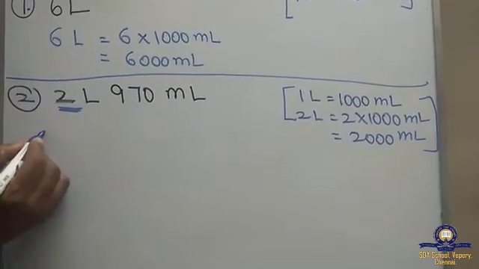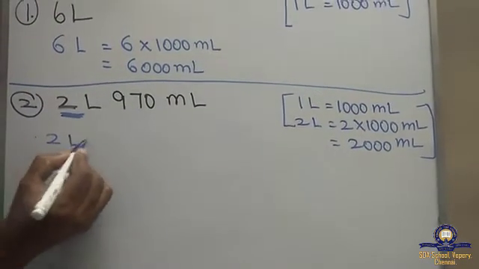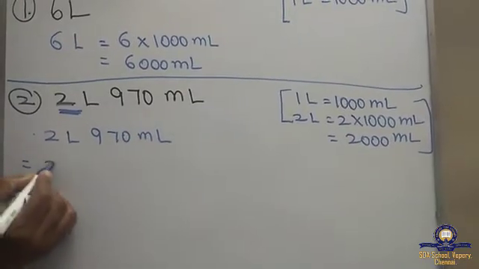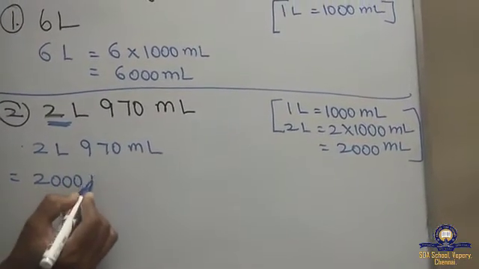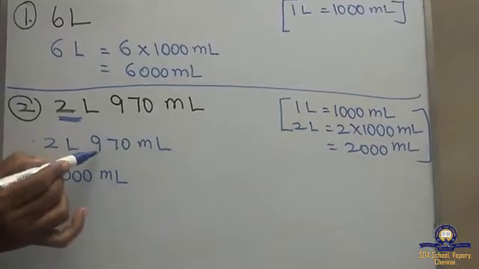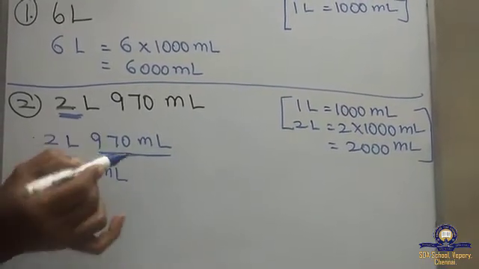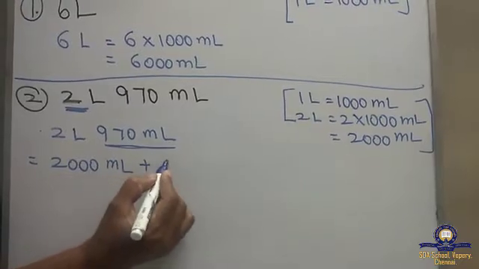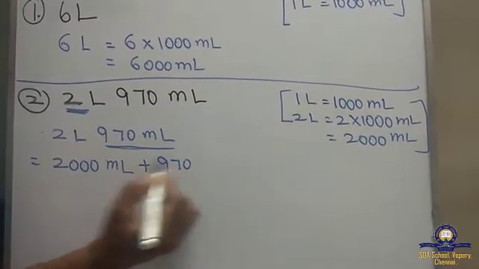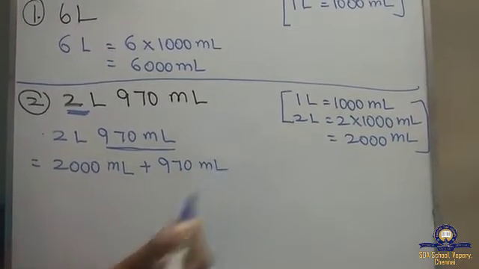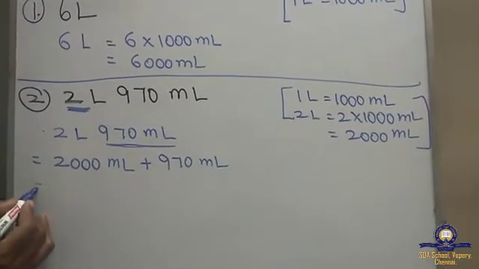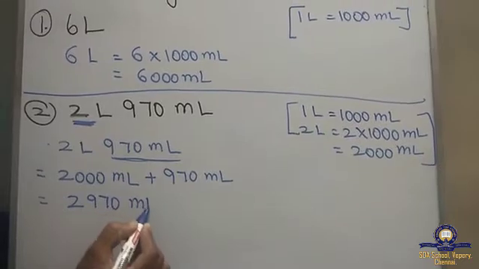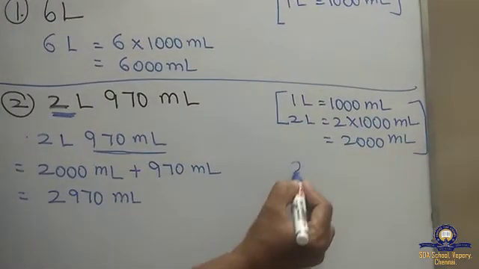2 liter means what answer will come children? 2 liter 970 milliliter is equal to 2000 milliliter and, see, this 970 is already in milliliter only. So you need not convert anything. So what you have to write? You have to add 2000 plus 970 milliliter. When you add both, what answer will come children? 2970 milliliter.